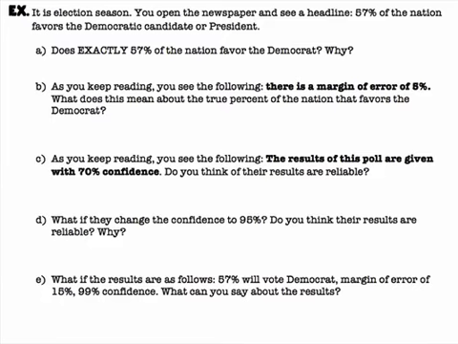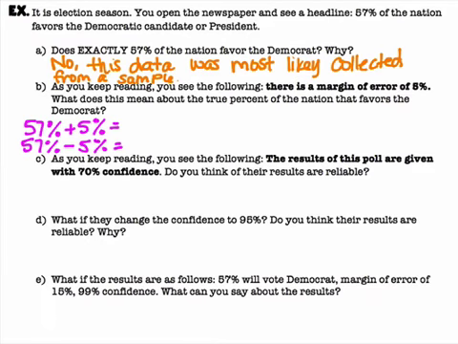Alright, so let's look at an example. It is election season. You open the newspaper and see the headline: 57% of the nation favors the Democratic candidate for president. Does exactly 57% of the nation favor the Democrat? Well, no. This data was mostly collected from a sample, so it's not exact.